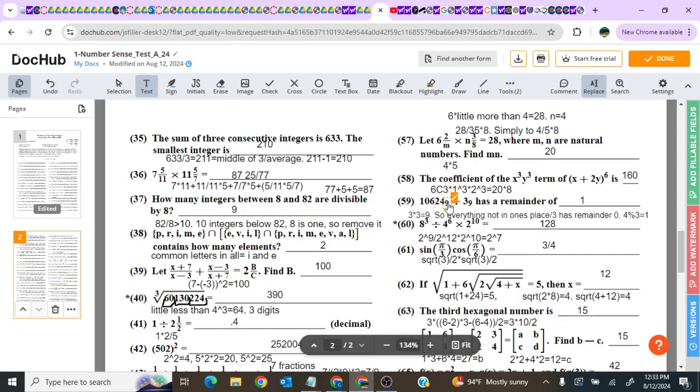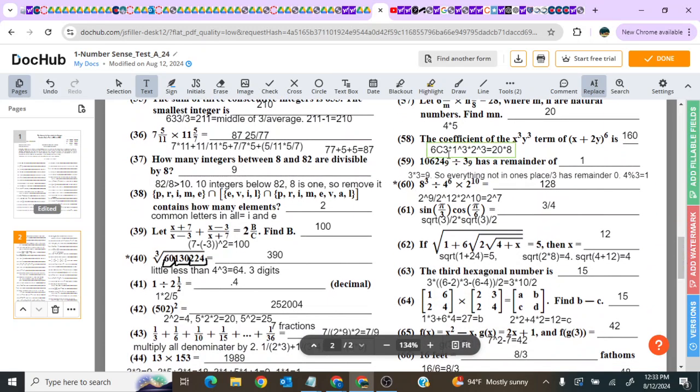59, some number in base 9 divided by 3 has a remainder of what? Well, hopefully you remember that this is 9 times 2, this is 81 times 6. All those numbers are divisible by 9 already, so the only thing that really matters for the remainder is the ones place. So 4 divided by 3 has a remainder of 1.